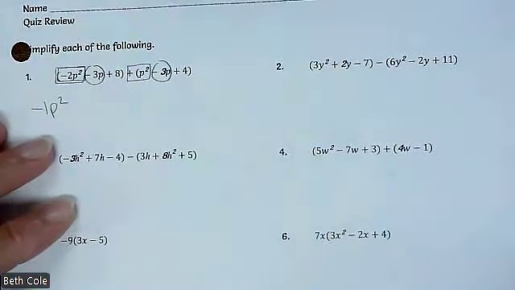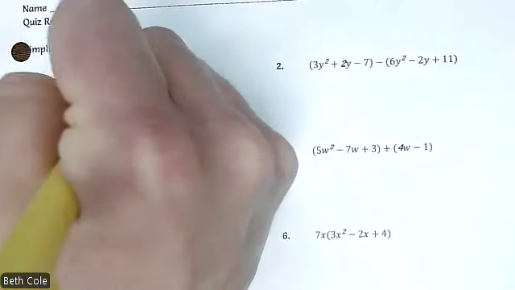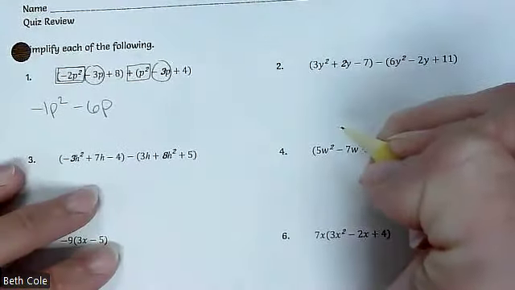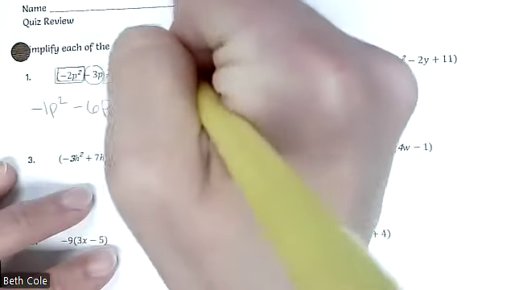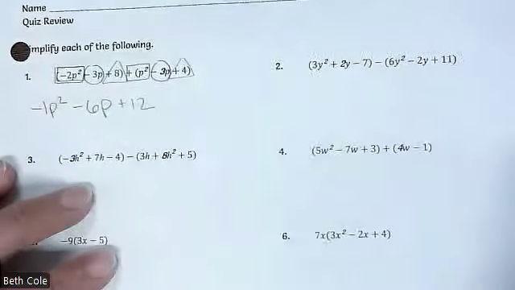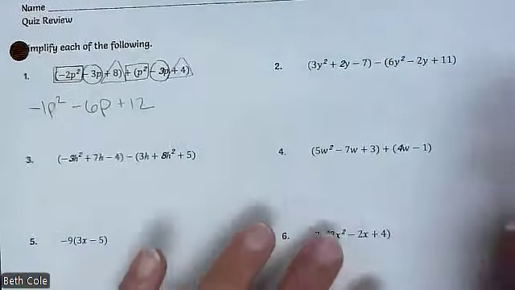All right, then we've got -3p and -3p. Those don't cancel, they go together. -6p. Good job. And then, good, 8 plus 4 equals 12. Good job. All right, number 2.